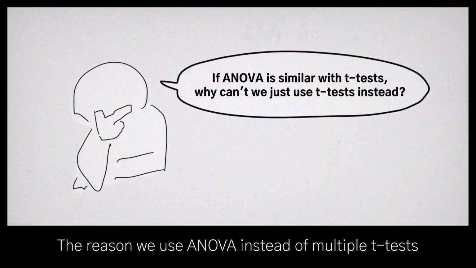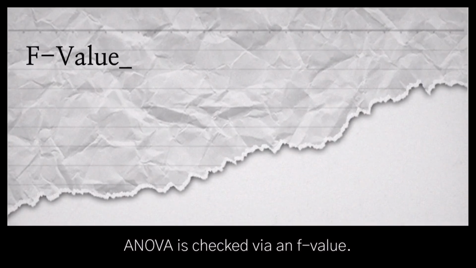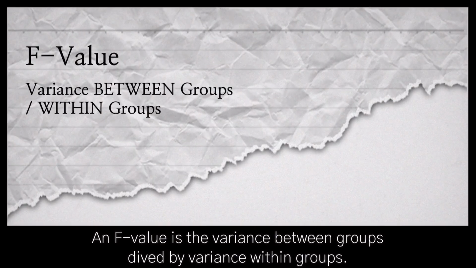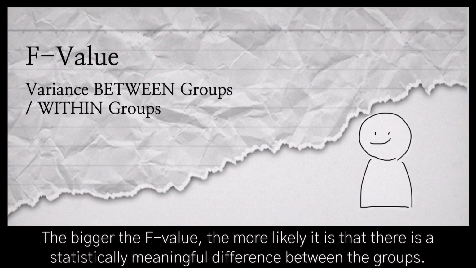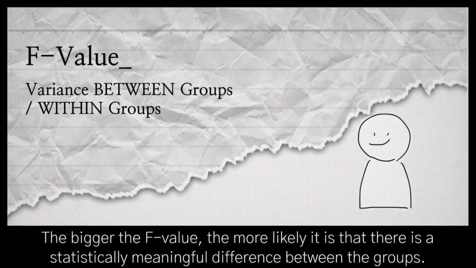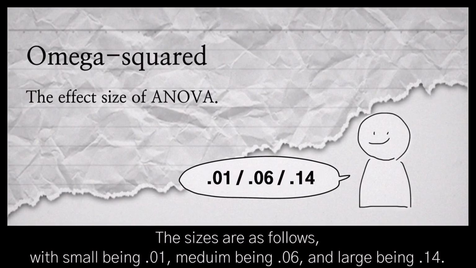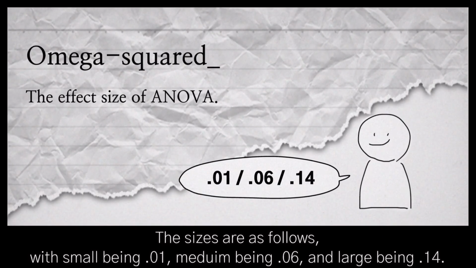The reason we use ANOVA instead of multiple t-tests is that the more t-tests we use, the more likely we'll have an alpha error. ANOVA is checked via an F value. An F value is when the variance between groups is divided by variance within groups. The bigger the F value, the more likely it is that there is a statistically meaningful difference between the 3 groups. The effect size can be checked using omega squared. The sizes are as follows, with small being 0.01, medium being 0.06, and large being 0.14.